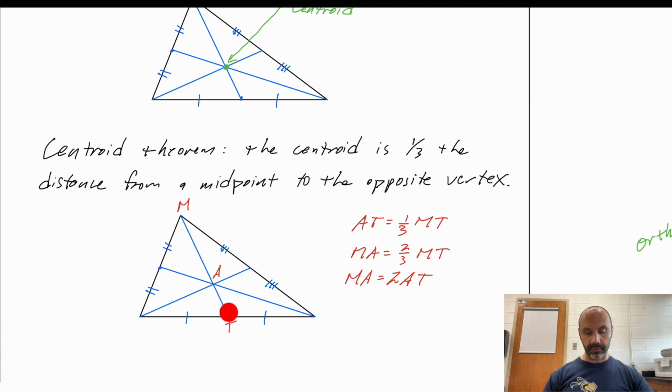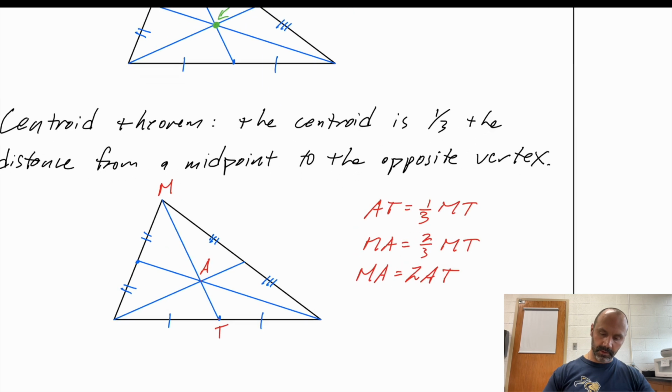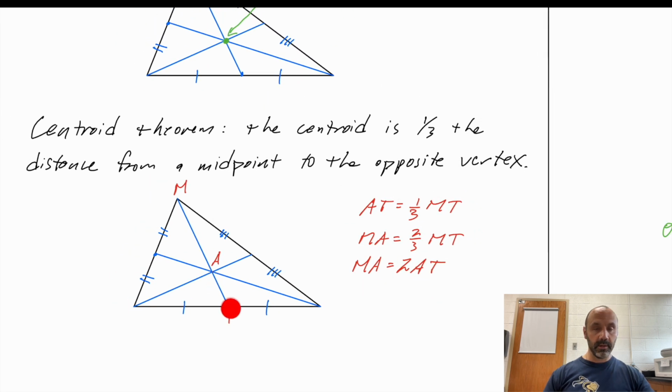2/3 of the way or 1/3 of the way across the median. So it's 1/3 of the way from the midpoint to the opposite vertex. So in other words, what I'm saying here is that AT, this segment, is 1/3 of the full length MT. I have that written here.